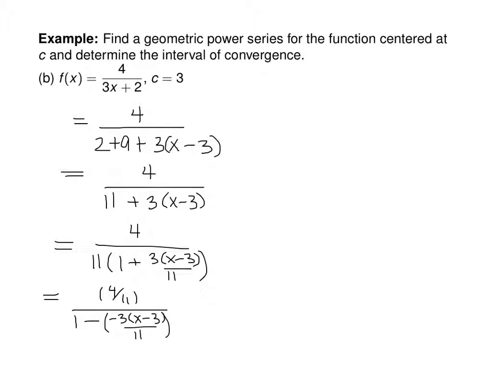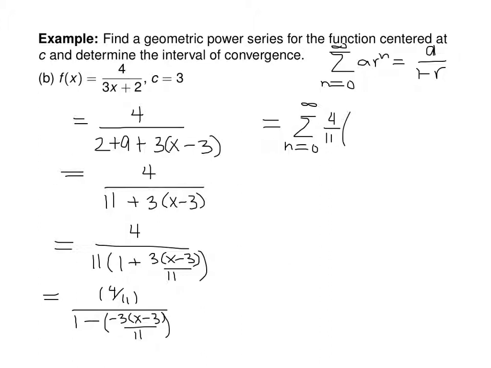Egats. Okay, so remember that we have the sum from n equals 0 to infinity, a r to the n is a over 1 minus r. So in this case my a is 4/11. So I have a sum from n equals 0 to infinity, 4 over 11. The r is negative 3 x minus 3 over 11, so negative 3 x minus 3 over 11, all to the power of n.